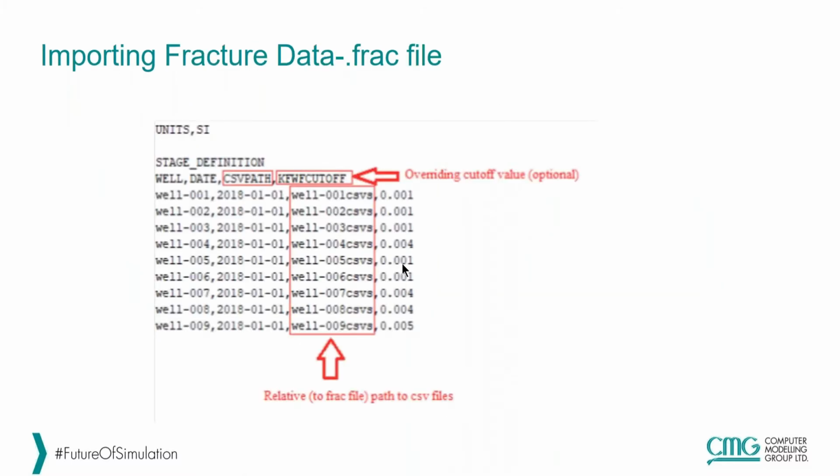The final format is the .frac file format. This is just a text-based format, a CMG format. And within this .frac file format, we can make any edits that we want to import our CSVs. So the first thing that we would identify is the CSV path, so where the CSVs are saved, and then any sort of extra overriding keywords that we want to include. In the example on the screen, we're using a conductivity cutoff that we want to apply to these different CSV files, and we can have it for multiple wells.